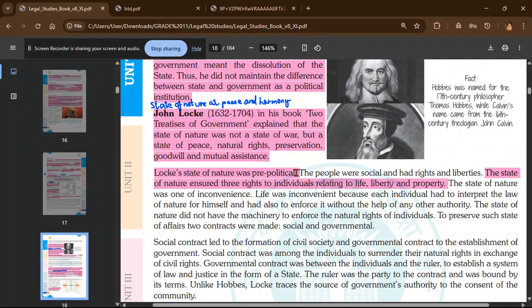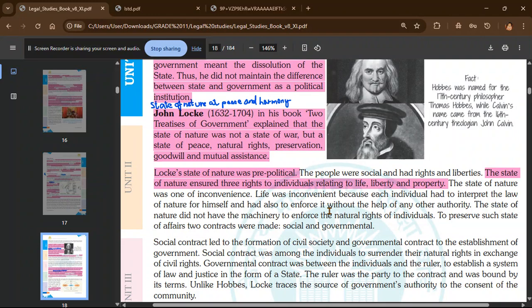So John Locke told the state of nature ensured these three rights to individuals: life, liberty, and property. Sorry if I said poverty, no, property. At that time, property was considered a very essential factor. We have studied also in SST that only men above 24 years were entitled to property. So, property was a very essential factor in determining the wealth that an individual held at that point of time. So, John Locke told the state of nature ensured three rights to individuals relating to life, liberty, and property.